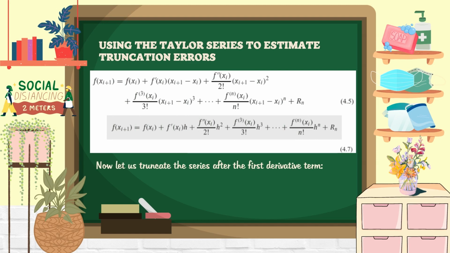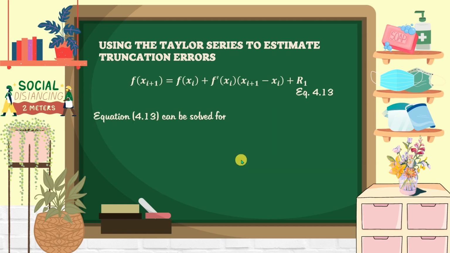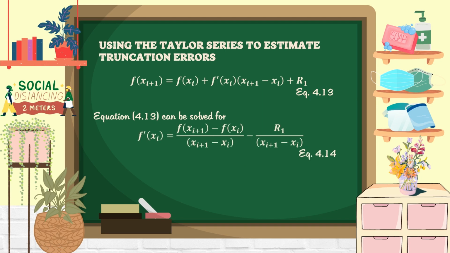Now let us truncate the series after the first derivative term. So f(x_{i+1}) is equal to f(x_i) plus f'(x_i) multiplied by (x_{i+1} minus x_i) plus the remainder. Equation 4.13 can be solved for the first derivative: f'(x_i) equals f(x_{i+1}) minus f(x_i) all over x_{i+1} minus x_i, minus the remainder all over x_{i+1} minus x_i, as shown in equation 4.14.